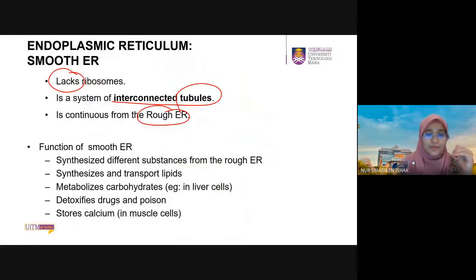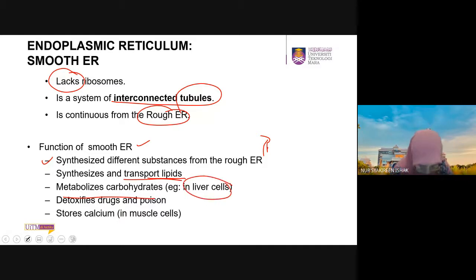Okay, so function of smooth ER is to synthesize different substances from rough ER. Different substances such as, for example, lipid, carbohydrates. So it synthesizes and transports lipid, metabolizes carbohydrate, which occurs in liver cell. Liver cell is an organelle which is to store glycogen.